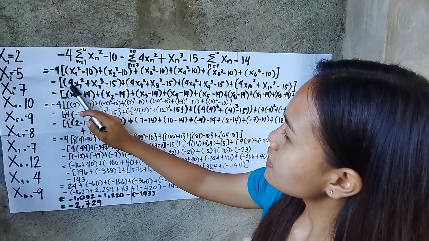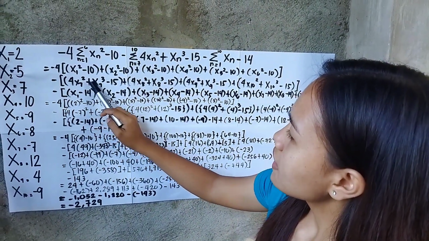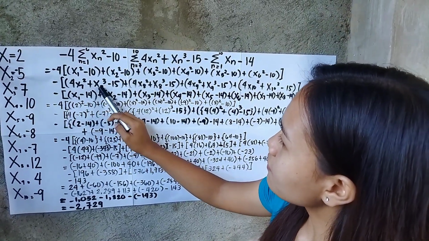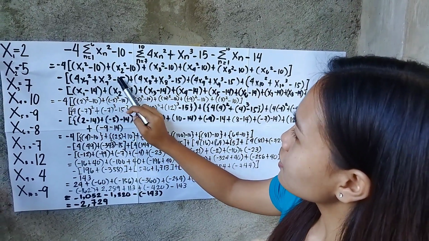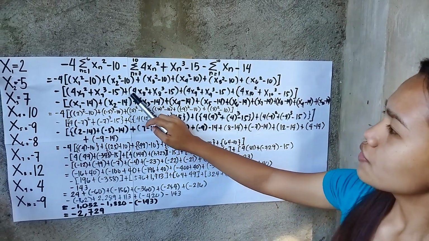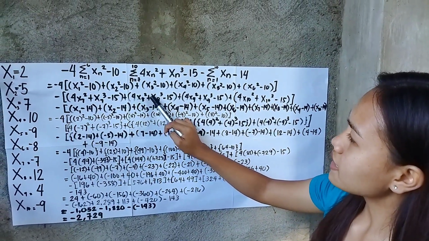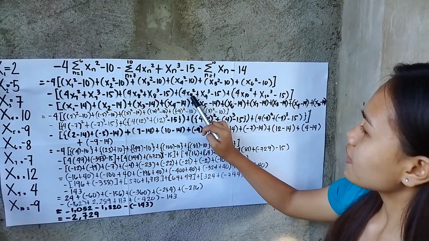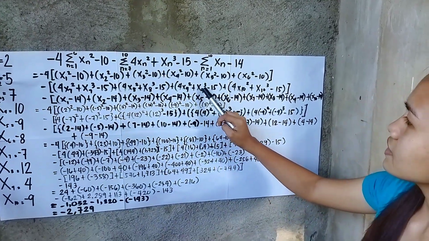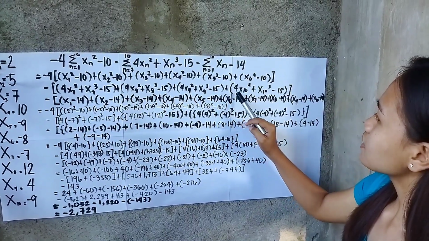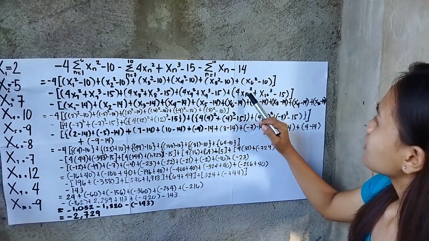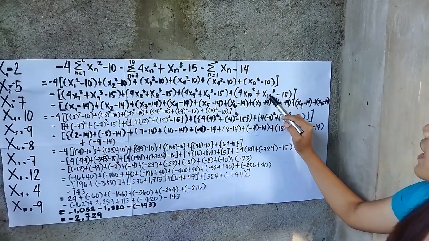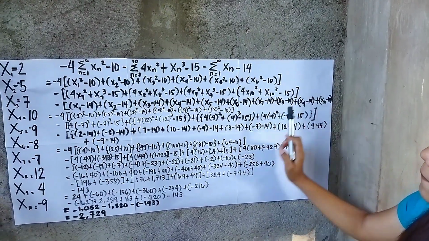minus 4x sub 7 squared plus x sub 7 cubed minus 15 plus 4x sub 8 squared plus x sub 8 cubed minus 15 plus 4x sub 9 squared plus x sub 9 cubed minus 15 plus 4x sub 10 squared plus x sub 10 cubed minus 15.